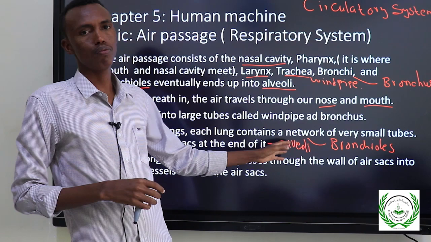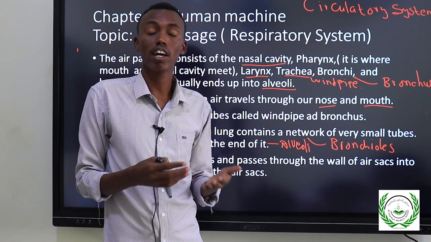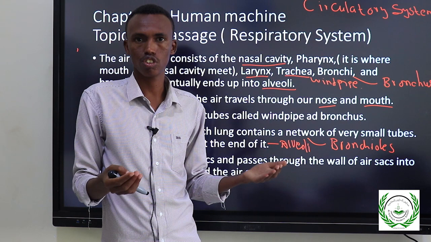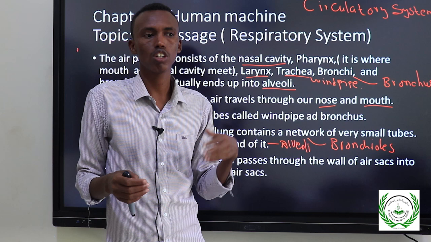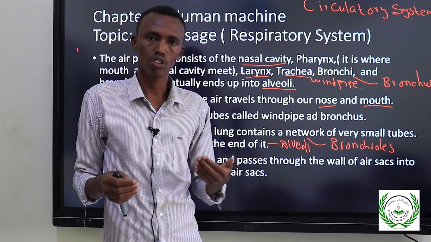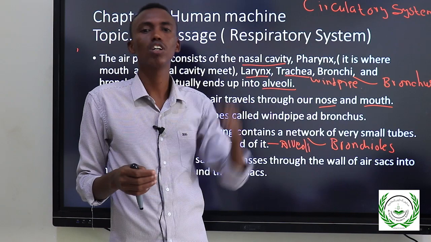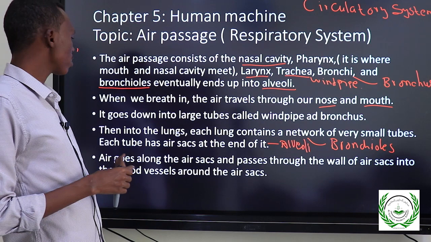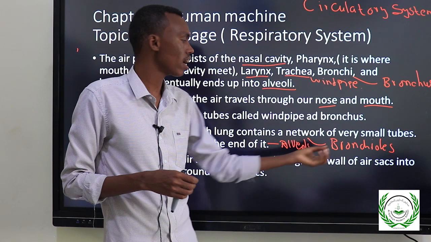An alveola is the site where the gaseous exchange will take place. The exchange of carbon dioxide and oxygen. So oxygen will be taken into the bloodstream and carbon dioxide will be removed from the capillaries into the alveola, into the bronchioles, to the bronchi, to the trachea, to the nose, and then we breathe out the carbon dioxide. Okay. Air goes along the air sacs and passes through the wall of air sacs into the blood vessels around the air sacs. Okay.